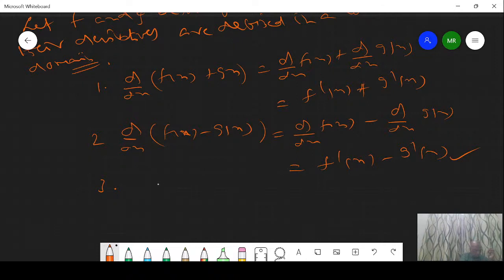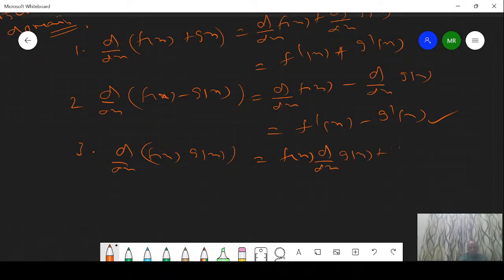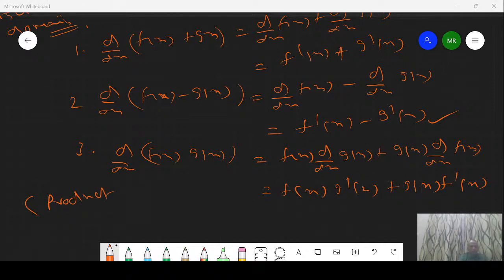And third one, when they are talking about the product of two functions, d by dx of f of x into g of x. This is important. I can write first function into derivative of second function, plus second function into derivative of first function. So this will become f of x into g dash of x plus g of x into f dash of x. The derivative of g of x is g dash of x. Derivative of f of x is f dash of x. This is called the product rule. You can remember, this is called the product rule.